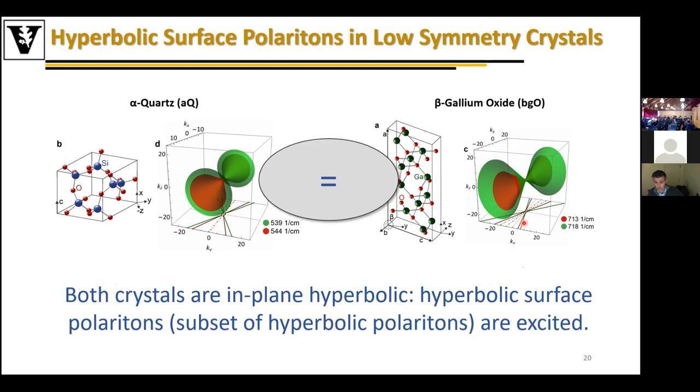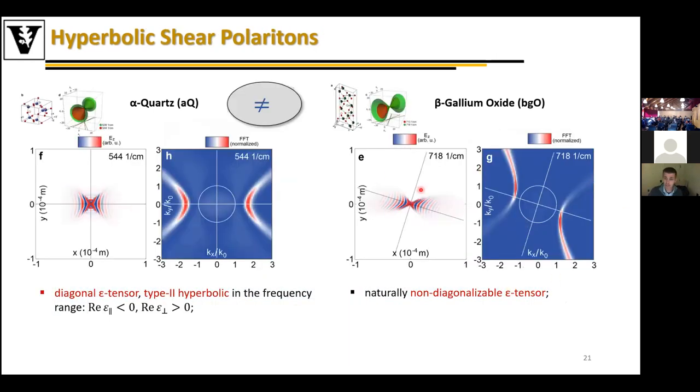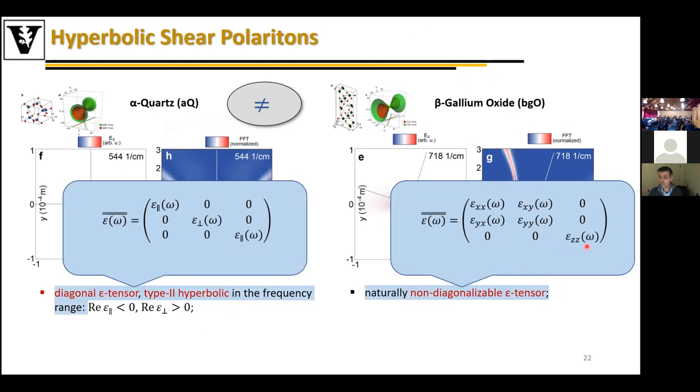So both crystals are in-plane hyperbolic, and they can support hyperbolic surface phonon polaritons. They can also support volume-confined polaritons. However, if I look at the propagation characteristics, in the case of beta gallium oxide, I have a non-diagonalizable permittivity tensor. Effectively, because of that non-orthogonal nature of the b-axis, independent of which direction my tensor is pointing, I always have some contribution from the x and y, leading to these off-diagonal terms.